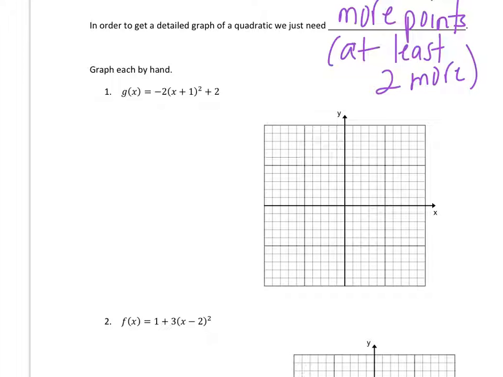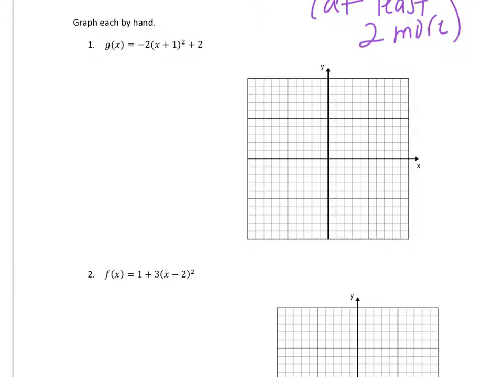2 will be enough. So I'm going to show you a couple different ways we can find those 2 more points. Okay, so let's start with this one that you've got in your packet. So we're graphing g of x equals negative 2 times (x plus 1) quantity squared plus 2. So the first thing that we're going to do is find the vertex. You'll have to forgive me for my handwriting on this. It's even worse than when I write in class. So we find the vertex.